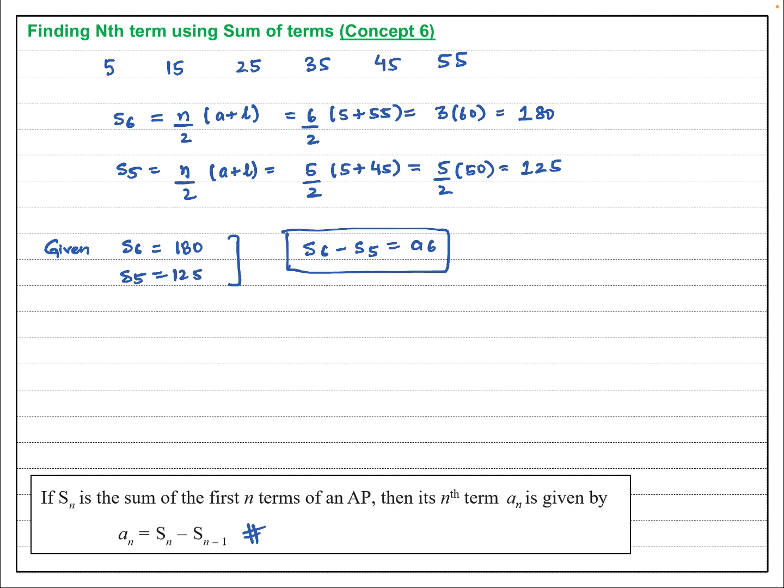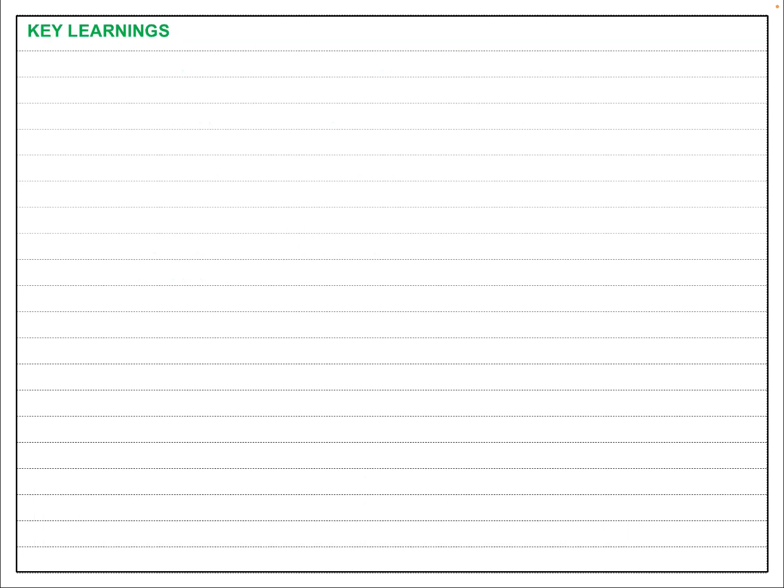So it's a pretty general thing. If you ever have a scenario where you know the sum of 6 terms and 5 terms, or 8 terms and 9 terms, then you can find the particular term by finding the difference of these two. So this is just a concept to remember in this particular case.